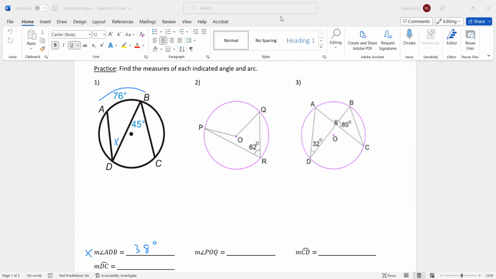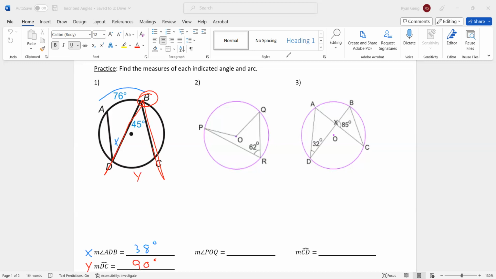Okay. Arc DC, I'll change color so you can see a difference here. So I'm looking for an arc this time. Well, the arc I'm looking for has an intercepted or an inscribed angle, angle B, right? So that's the intercepted arc that I'm looking for. So 45, double it, I get 90.